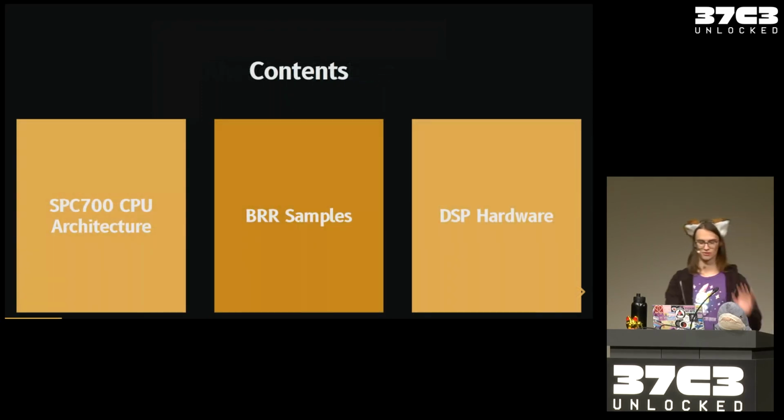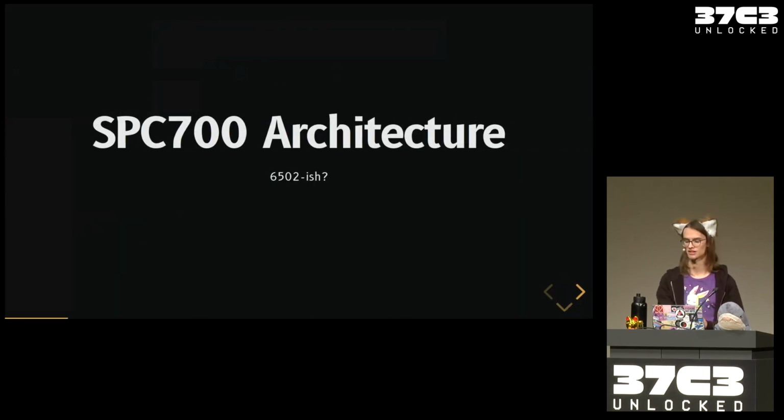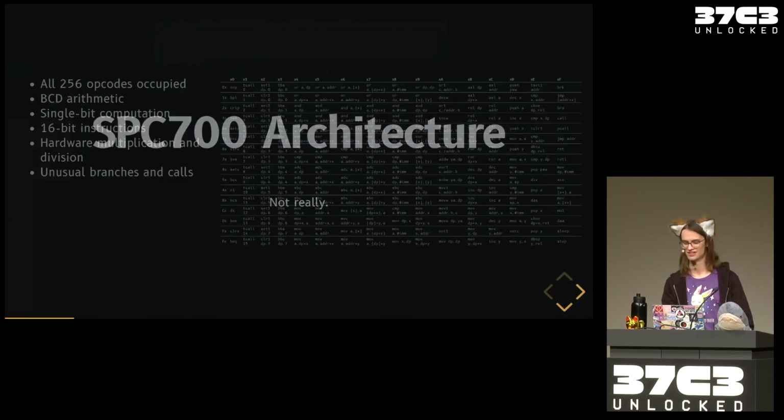So this talk will roughly be split up into 3 parts. First, I'm going to talk about the CPU architecture, then I'm going to talk about the hardware sample format called BRR, and finally I'm going to talk about the DSP hardware itself. So the architecture is often compared with the 6502, and while it was clearly explicitly based on the 6502 by the Sony engineers who designed it, it came out very differently.